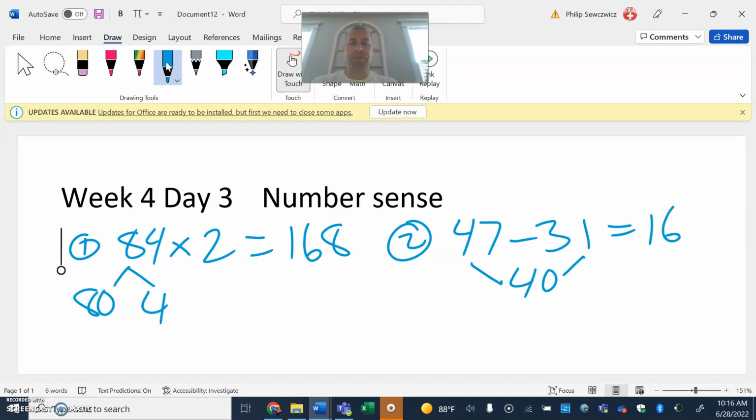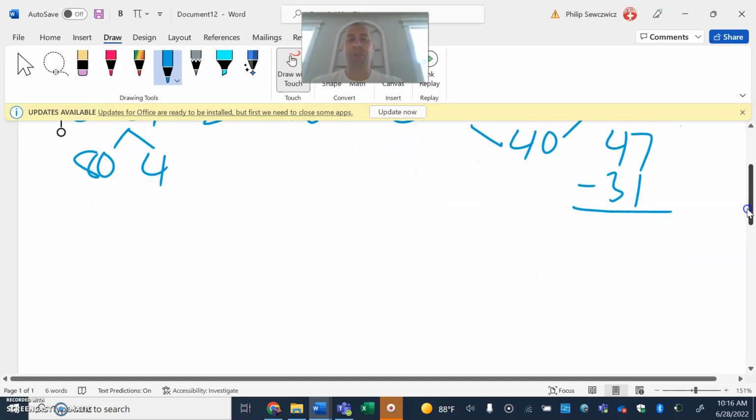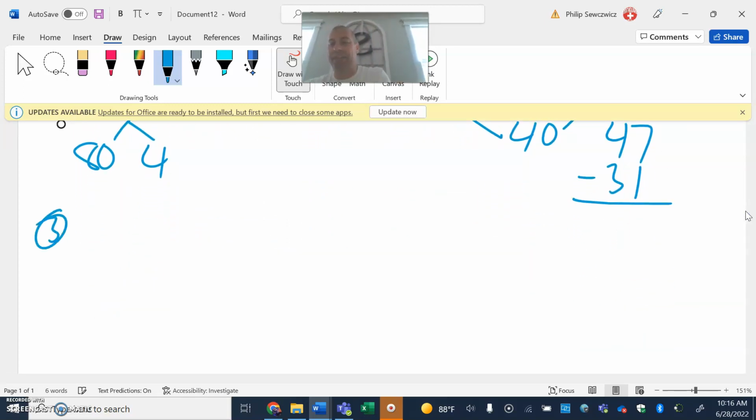And again, if you visually can stack it, what's nice about this problem is there's no borrowing. So if you can visually do that and then do 7 minus 1 is 6, 4 minus 3 is 1, 16, another great technique, another great way. So visualizing the problem is something that we are after.